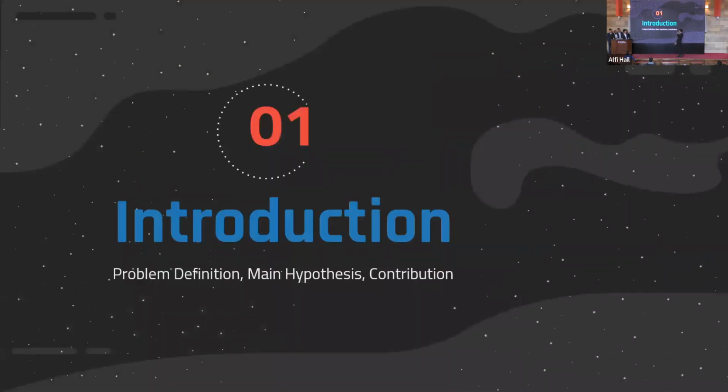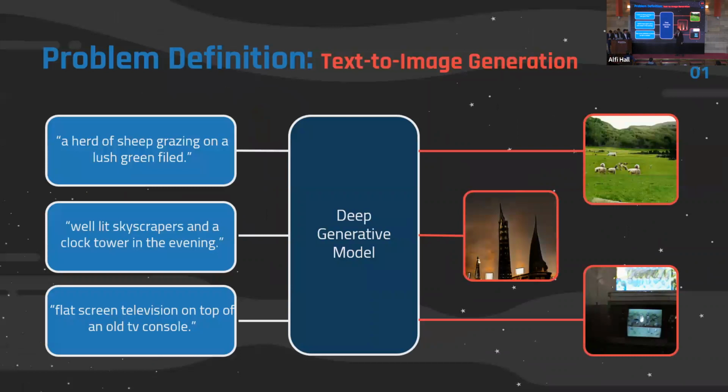So we start off by introducing the text-to-image generation problem in computer vision. Simply speaking, in this problem, we try to develop a deep generative model that takes as input the textual descriptions or captions and produces as an output real-looking images that are not to be found anywhere. These images do not exist. Ideally, it should produce any kind of image.